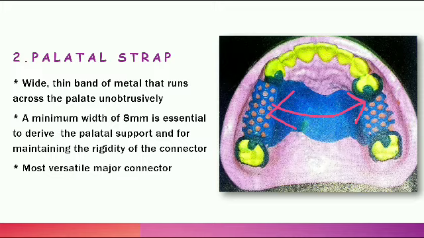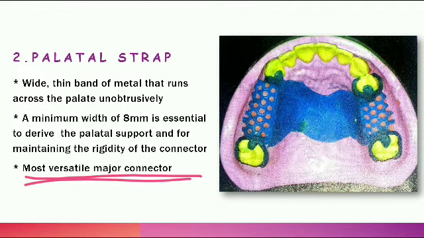Now there should be a minimum width of 8 millimeter to derive the palatal support and for maintaining the rigidity of the connector. Since it is a thin band of metal, if you want to maintain the rigidity of this maxillary major connector, the minimum width should be 8 millimeter, so that you can derive the palatal support as well as maintain its rigidity. And this maxillary major connector, palatal strap, is the most versatile major connector. It is the most commonly used.